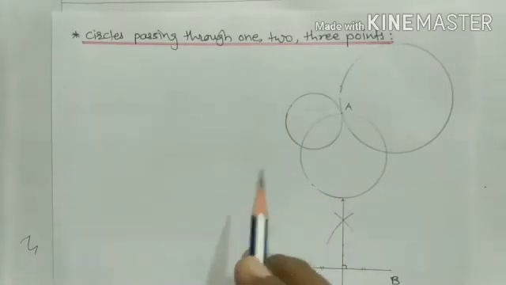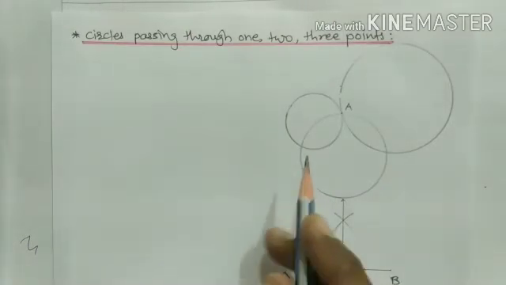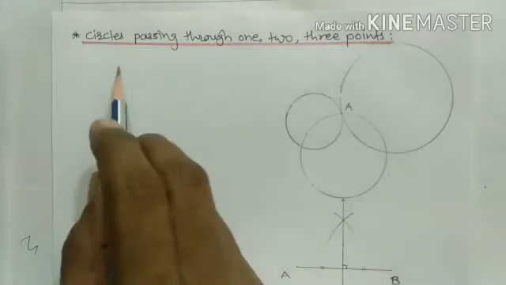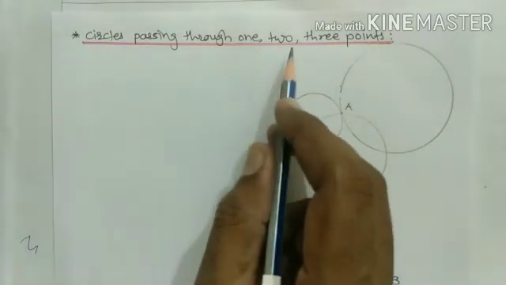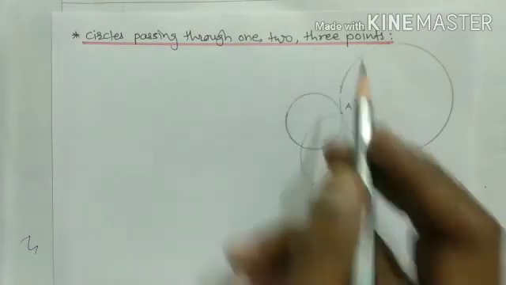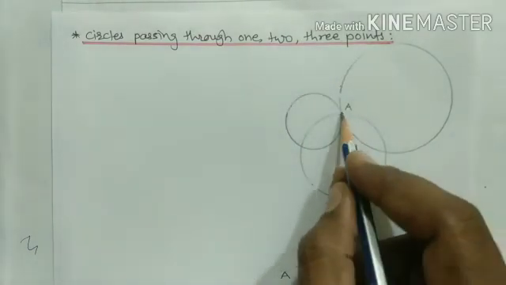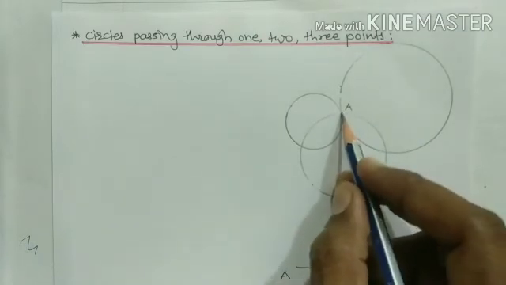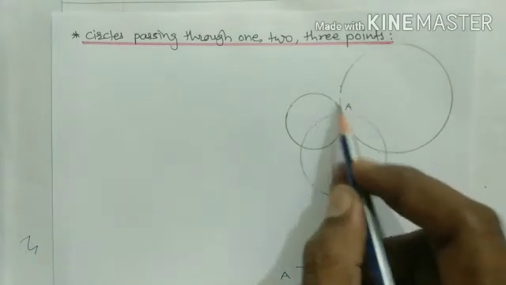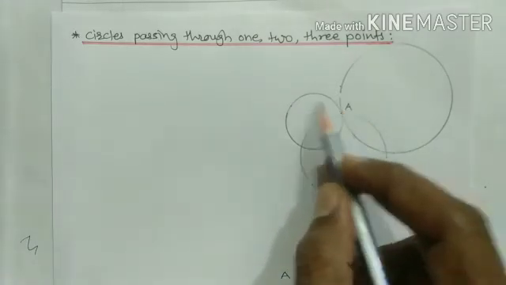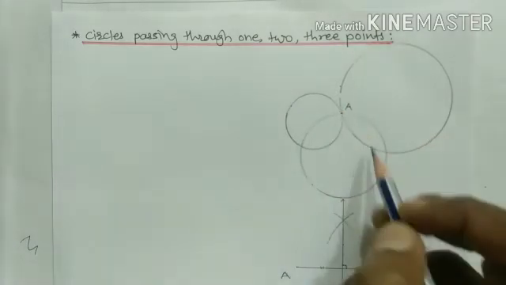Now the first point from this chapter of the 10th syllabus is the circles passing through 1, 2 and 3 points. Here this is the figure we draw. Point here is, this is the point A. Now through this point A we draw these three circles passing through the point A. या पॉइंट A मधनं पास होणारे असे तीन सर्कल्स आपण इथं ड्रॉ केलेले आहेत.